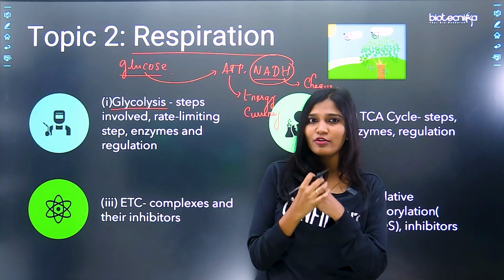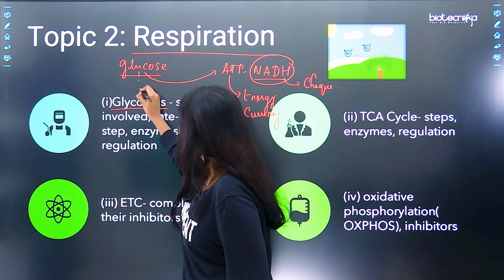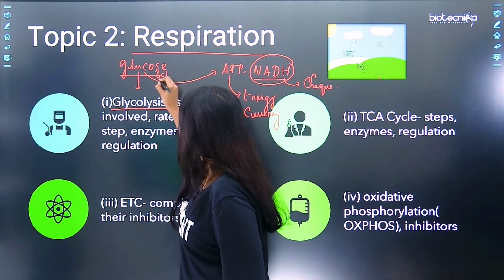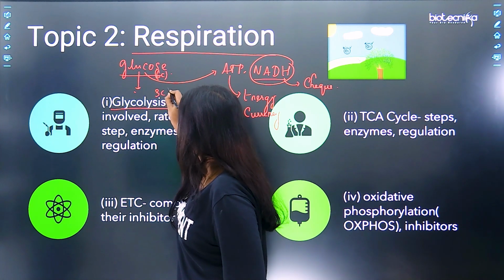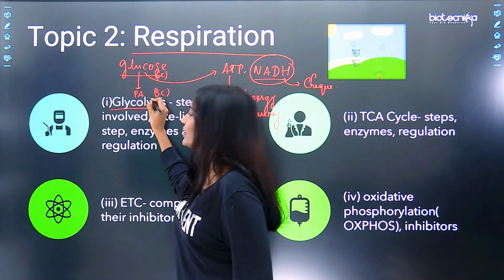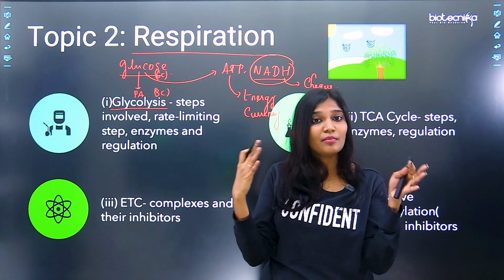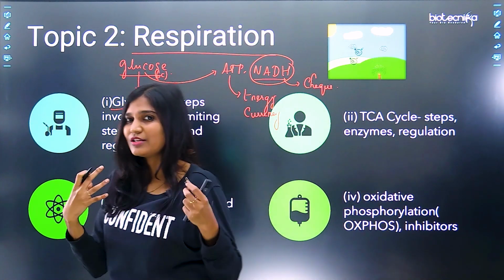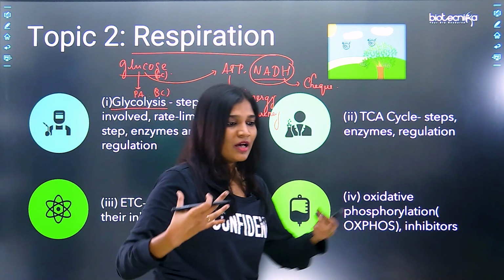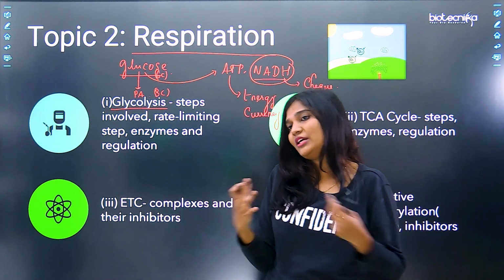So glycolysis, what's going to happen? We know that this glucose, which is a 6 carbon, is going to be broken into a 3 carbon, which is pyruvic acid. So what's going to happen? When you break a bond, you actually get energy. So that's what happens in glycolysis. Whatever the plant has produced, now they're going to break it into energy.